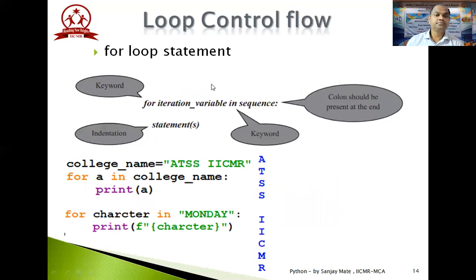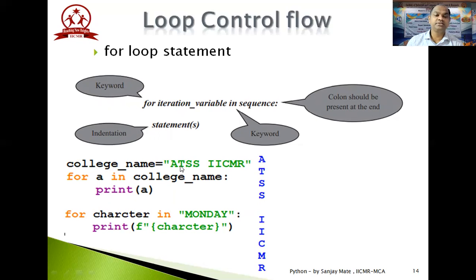For loop. The for loop is a little bit different from C++ and Java. Here we have for, an iteration variable, and in, a sequence. In the sequence, we are not giving any condition; we are giving the sequence. From that sequence, it picks one element at a time and it will be printed. There are many examples, and many ways you can use the for loop. College name is equal to ATSS ISM.